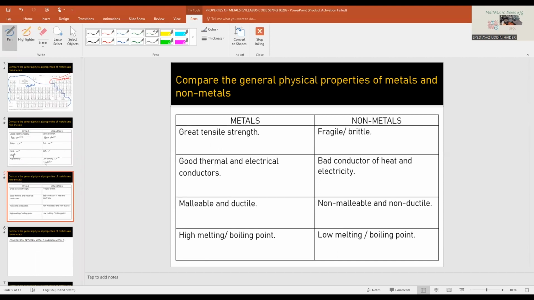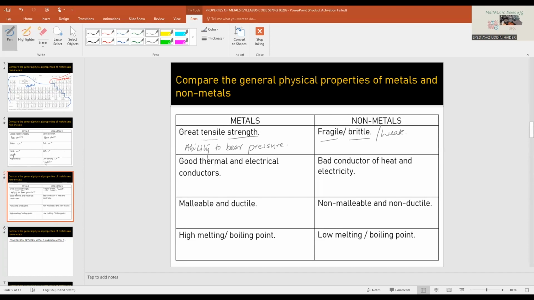Now, metals have great tensile strength. What do you mean by tensile strength? Tensile strength is the ability to bear pressure. Metals have this tendency to bear pressure, but non-metals don't have this tendency. Due to this reason, they are fragile, brittle, or weak. But the right term is fragile or brittle.